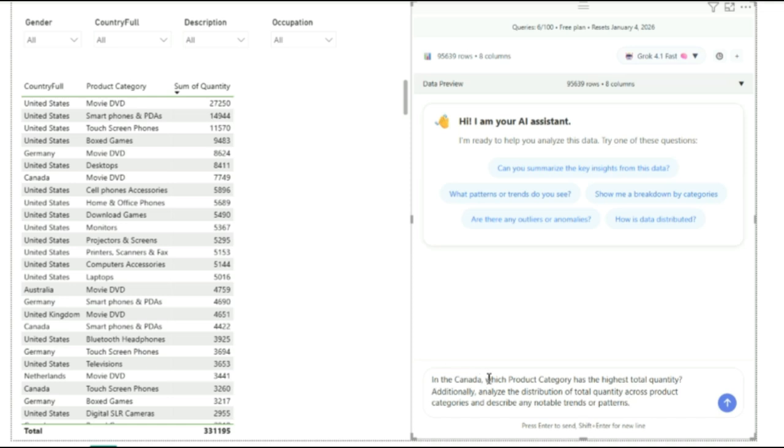The question for both models is simple but practical. Which product category has the highest total quantity? And how is total quantity distributed across categories, including any notable trends? As always, we're evaluating correctness and speed. Let's start with Grok 4.1 Fast.